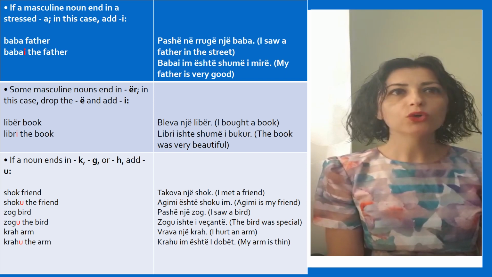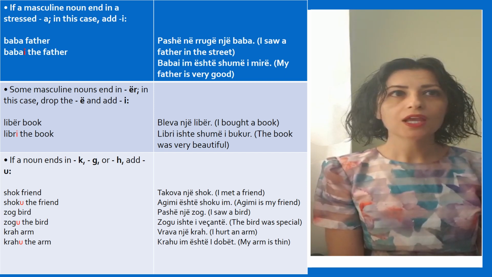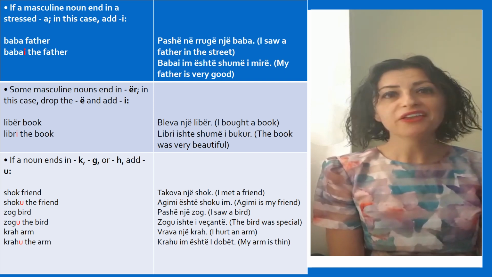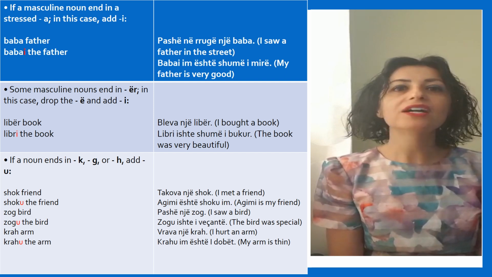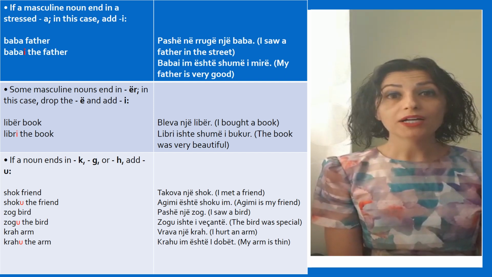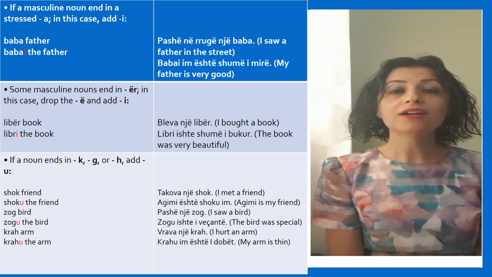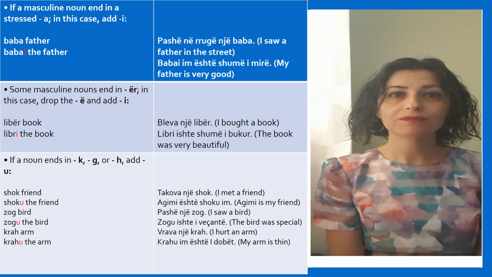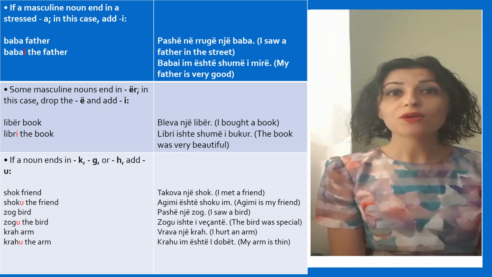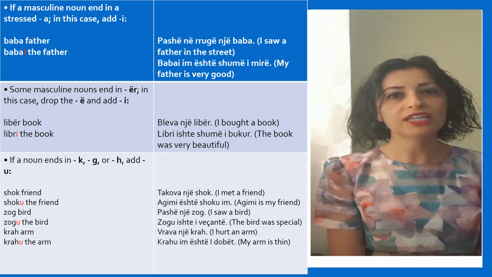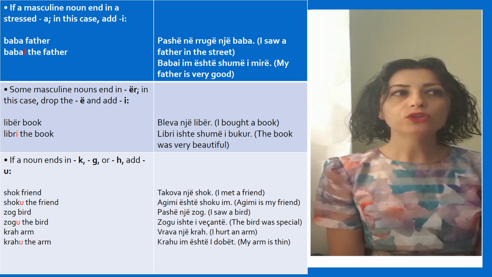Let's see an example with the first case, baba. Pash në rrugë një baba. I saw a father in the street, like a father, general noun. But in the other case, then we have the father. Babai im është shumë i mirë. My father is very good. So that is also a rule that the masculine nouns will follow when they change from the indefinite form to the definite. Now let's see the other rule.